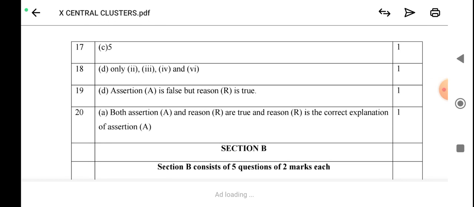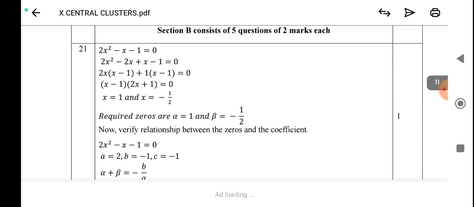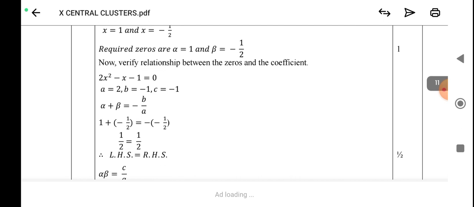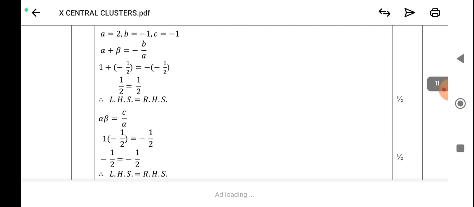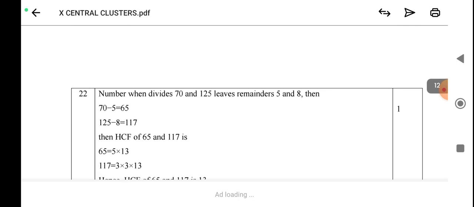Again till 20. Now section B, 2 marks, children. You need to do splitting the middle term, or you may use the quadratic formula also. Find the x values on both, write the zeros and do the verification properly. Alpha plus beta is minus b by a, alpha beta is c by a, and then your final answer.